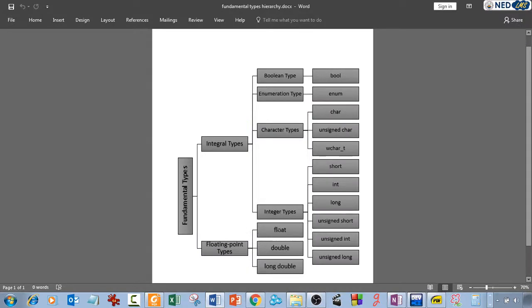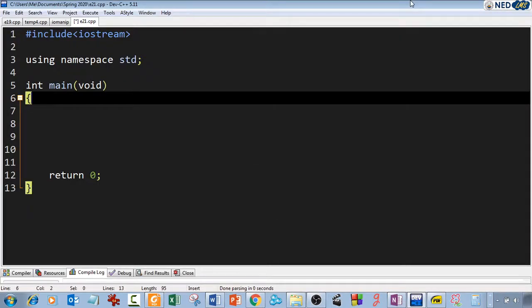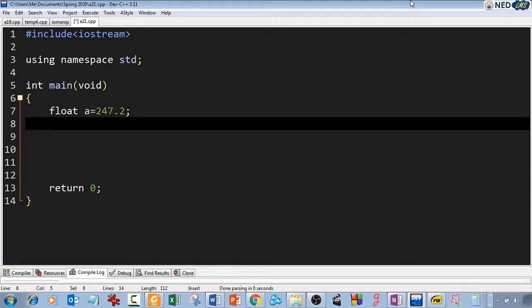For the floating point types, we have float, double, and long double. So let me demonstrate that. I think in the last one or two lectures we have declared and used these types of variables. So this is the basic structure. Let's declare a variable float a, and initialize it with, for example, the value 247.2, any number with a decimal part, and let's see what it looks like.